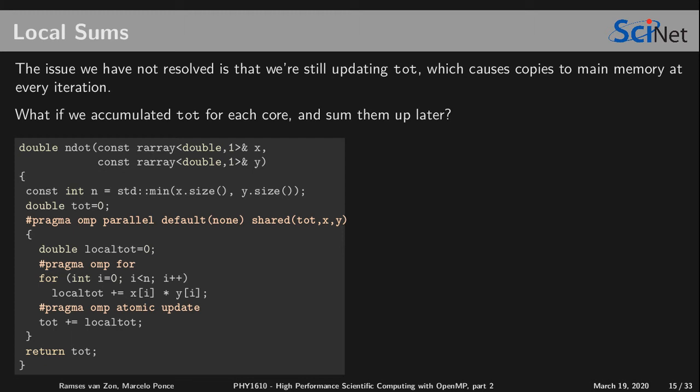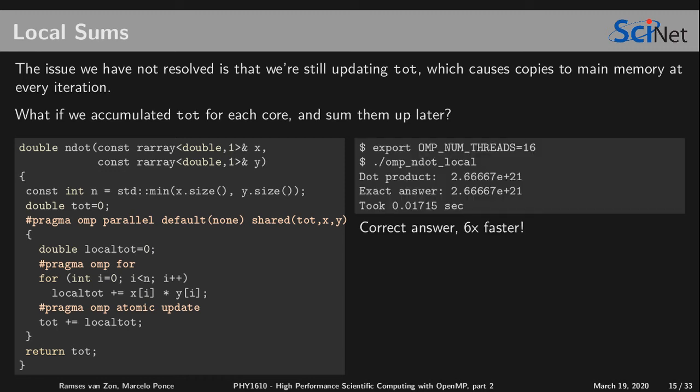So let's see. OpenMP num threads is equal to 16. We run this version of the code. It's called OMP n.local. And so we get the right answer. And finally, we get something that's faster. So this is 0.01715 seconds versus about 0.1 seconds that we had for the serial code. So it's 6 times faster, although we threw 16 threads at it. So it's not an ideal scaling. At least we're getting some bang for our buck now.